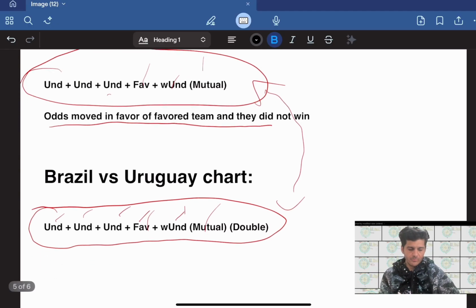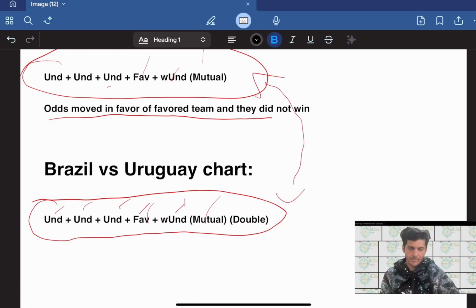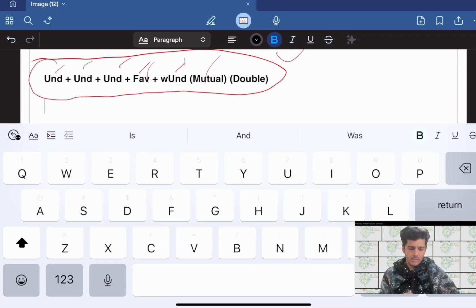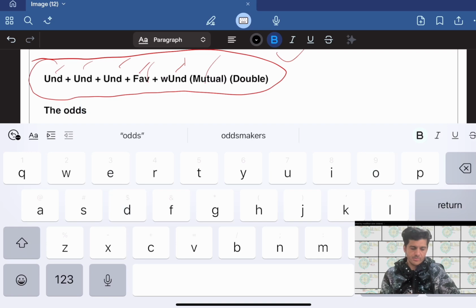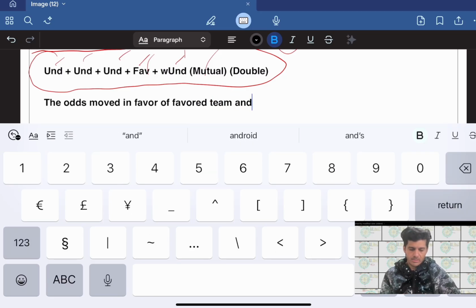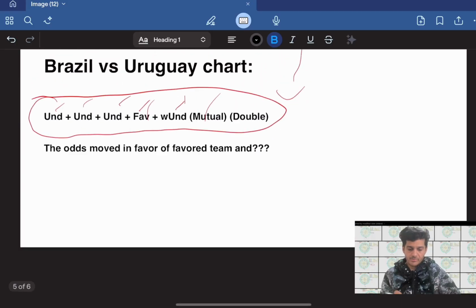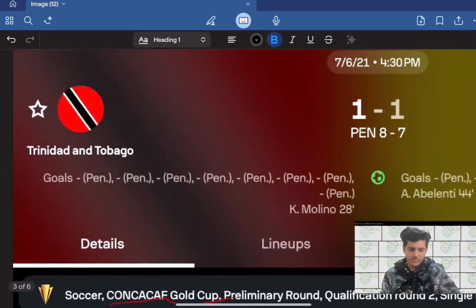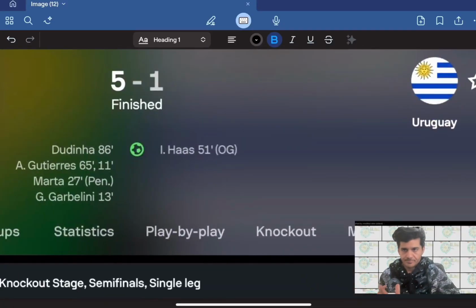So now for the Brazil and Uruguay game, okay, the odds moved in favor of Brazil, a favorite team. And what happened, remember? Brazil won, and they covered the spread as well. So this chart was a win.